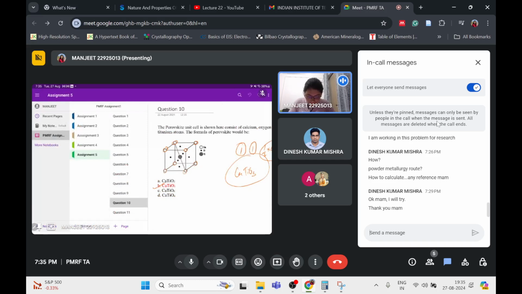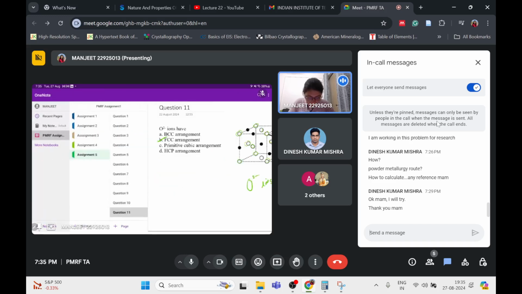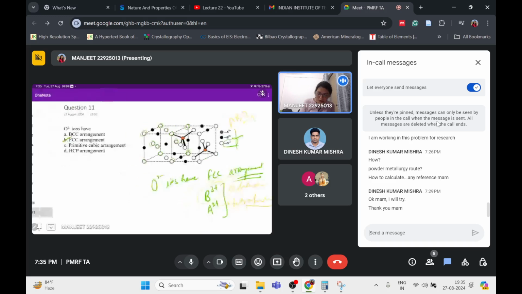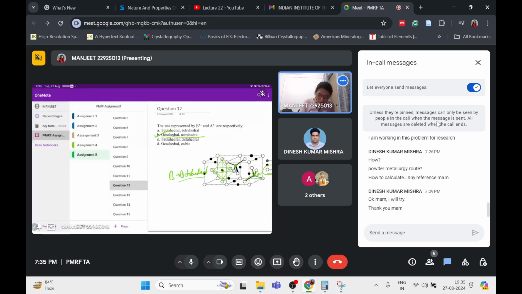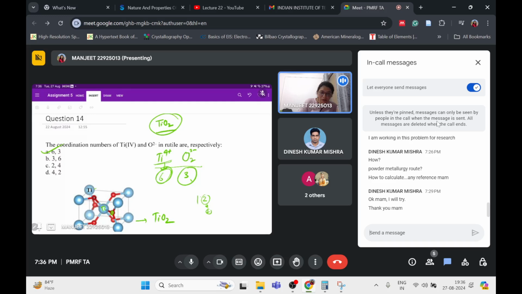In the next question, this is all about the AB2O4 structure. We have the FCC, in this the spinel structure, where it is AB2O4, and how your oxygen ions are arranged. They have the FCC arrangement. B3 positive ions are octahedrally arranged, and the A positive ions are tetrahedrally arranged. How the atoms are arranged in the spinel structure is discussed in question number 11, 12, as well as 13. In 14, we have discussed the coordination number of the TiO2 rutile structure.